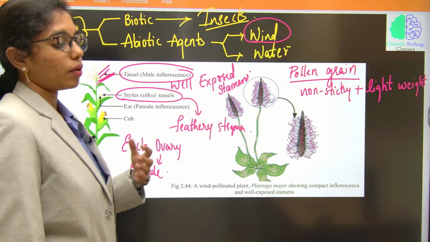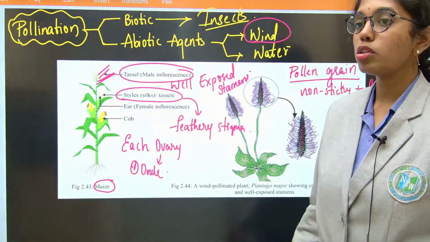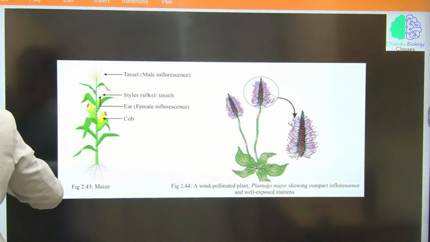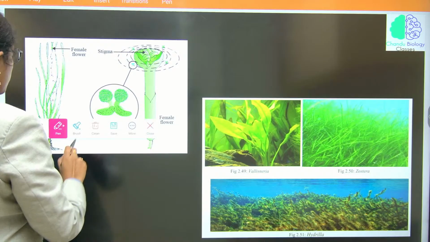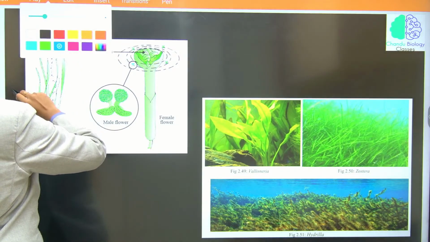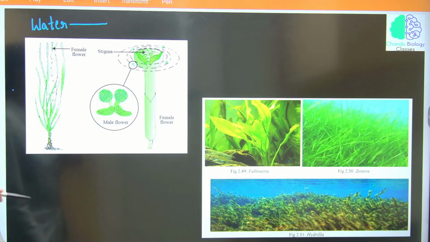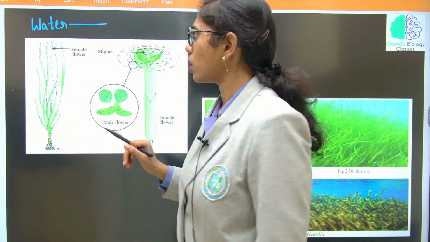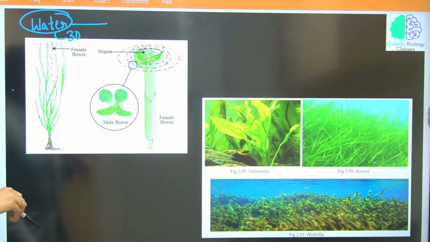And if you take the wide range of plants, mostly they are pollinated by wind only. After this, water pollination. Water pollination occurs in just very few genera of angiosperms, only about 30 genera of monocots will undergo water pollination.